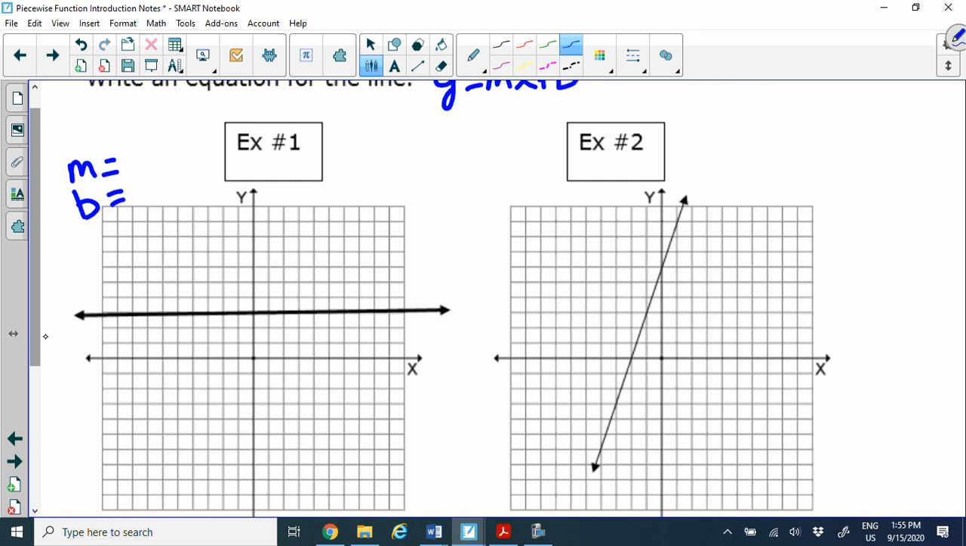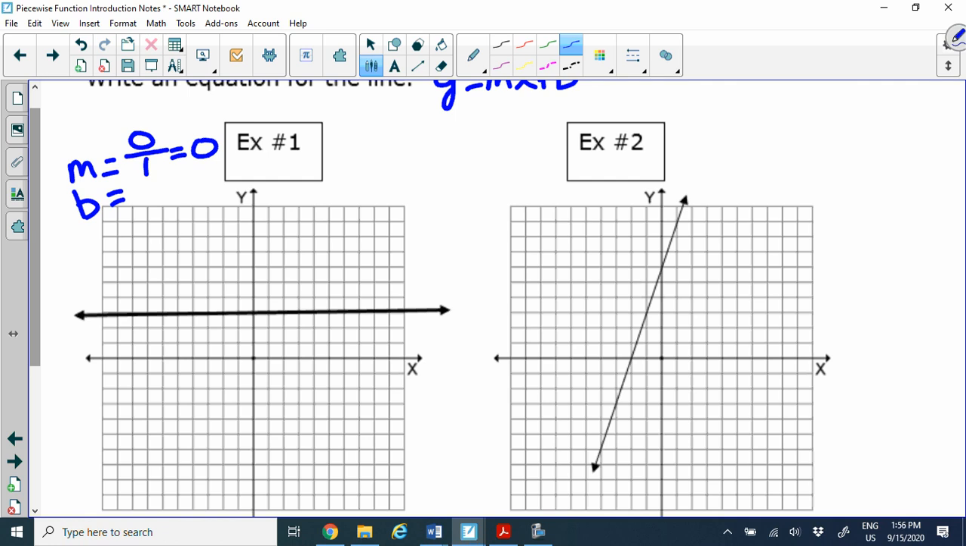Now notice, this looks a little bit different, right? Usually when we see linear equations, they're diagonal. Here, it's horizontal. So because it's horizontal, it means that we don't really rise any, right? So if we don't rise, that means that's going to be a 0. We do go over to either the right or left by 1. But anytime we do 0 divided by a number, that's just going to be 0. So in this case, our slope is going to be 0, okay?